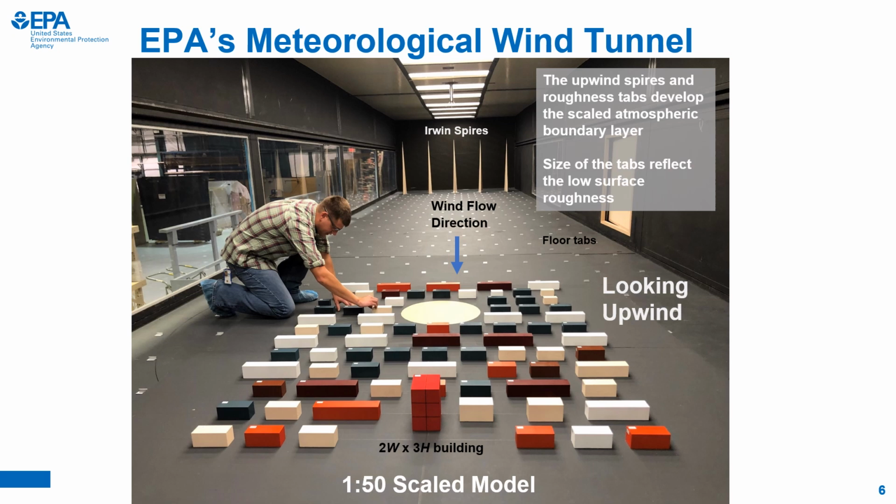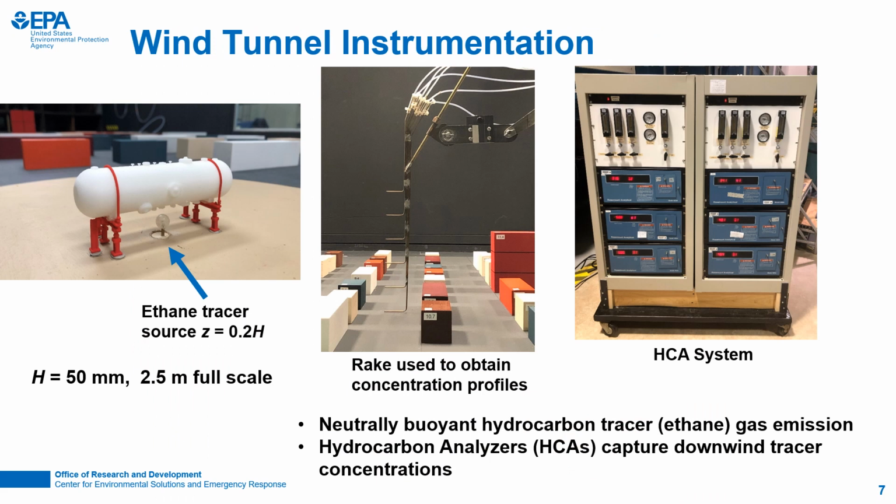of flow straighteners. The flow then encounters 5 triangular Irwin spires that you see on the far upwind part of this photo. This helps develop a wind speed profile expected within the lowest portion of the atmosphere. The floor is also lined with a series of metal tabs to help develop the surface roughness and mimic the ground surface at the study site. In the wind tunnel, a neutrally buoyant tracer, which was ethane, acted as our release source.